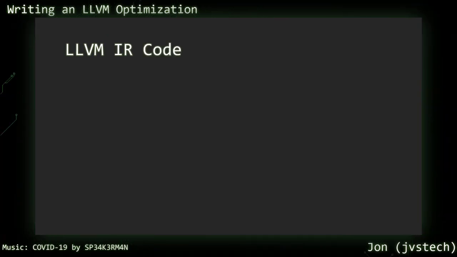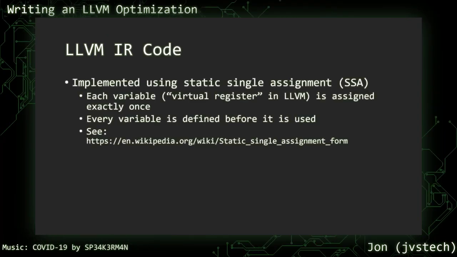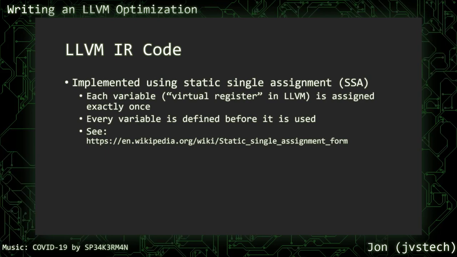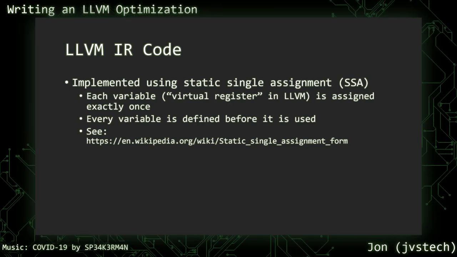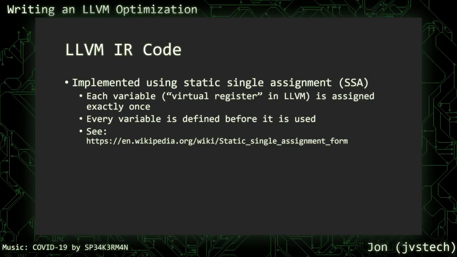Logically, IR is implemented using static single assignment, which, at its core, means every variable is assigned exactly once, and every variable is defined before its use. LLVM verifies this before trying to lower an IR module to machine IR, and it will stop what it's doing and complain if you deviate from these core tenets.